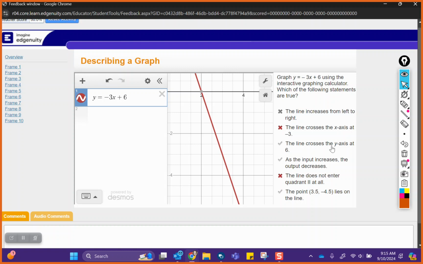So again, the check marks were the ones you should have selected, and the red X's are ones you should not have selected. Taking a look at that one, I got pretty mixed up there. So make sure you're getting straight what's the x-axis, what's the y-axis, and your quadrants. Hopefully you have a graph of that somewhere.